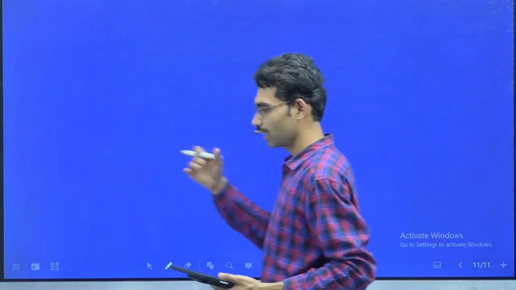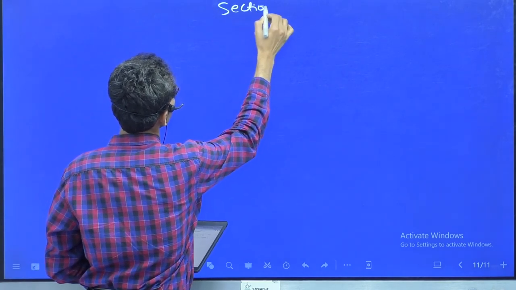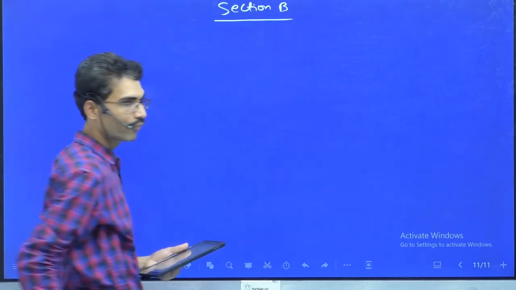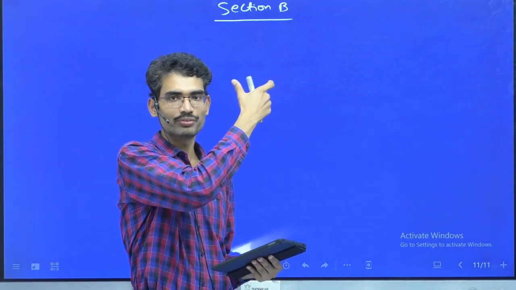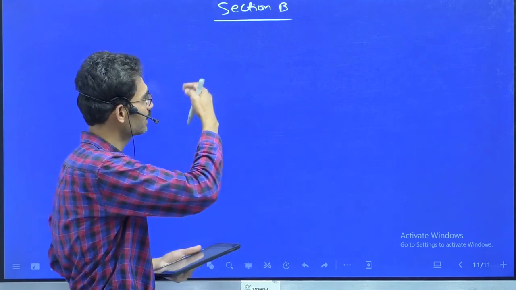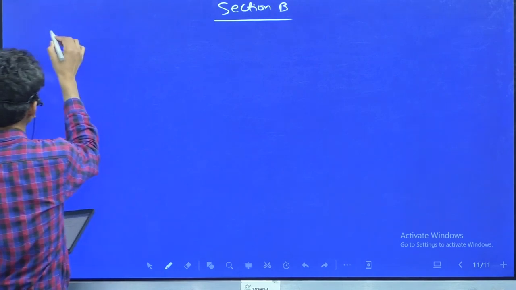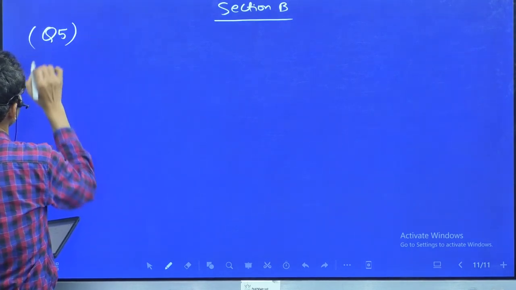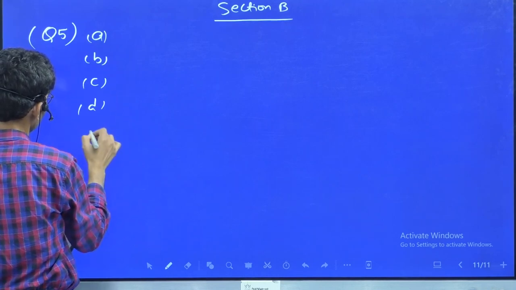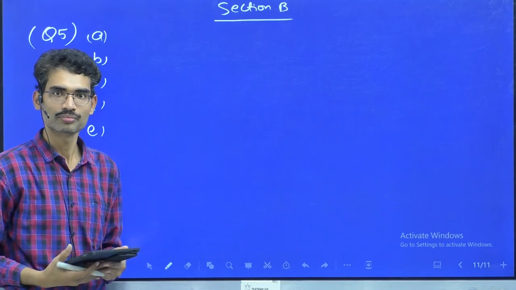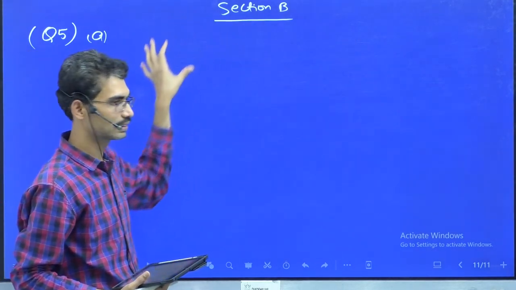Next one, come to section B. When it comes to section B, now the pattern of this section B is same for paper two also. Here it contains question number five, A, B, C, D, E. Five questions. So this is same when it comes to section B.